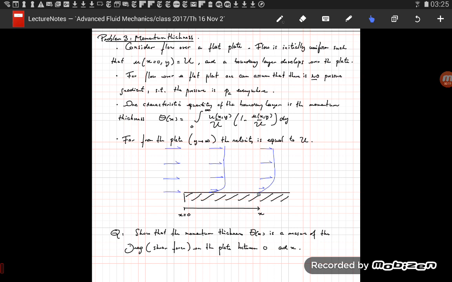At every single location x, we can define the momentum thickness if we know what the velocity profile is at that location, so u at x as a function of y, and it's equal to the integral between 0 and infinity of the velocity divided by capital U times 1 minus the velocity divided by capital U. So again, here I want you to think about which principles you have to apply, and also about which control volume you will pick in order to answer the question.